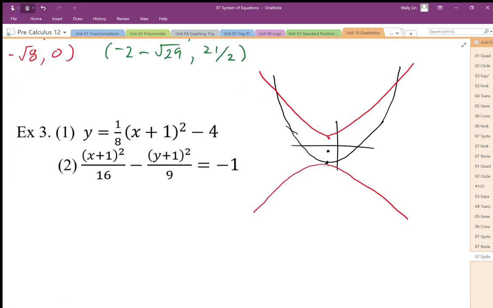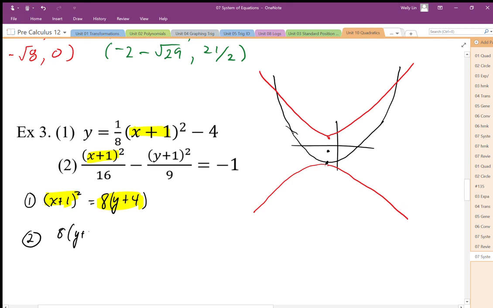So let's do this algebraically. If I substitute for y, it's going to be messy, so I'm just going to solve for x plus 1 squared. From equation 1, I get x plus 1 squared is equal to 8 times y plus 4, getting rid of that -4 and the divide by 8. So there's my substitution that I'm going to use. Plugging it into equation 2, it looks like this.